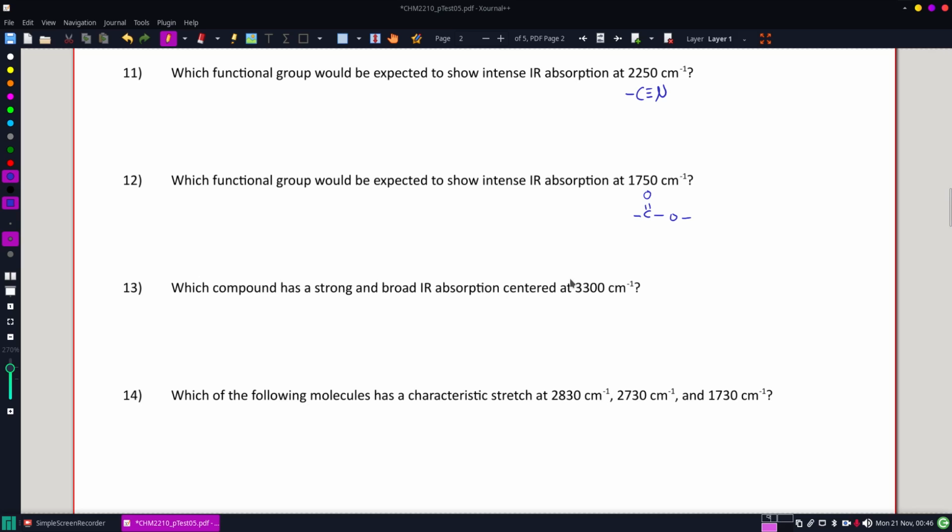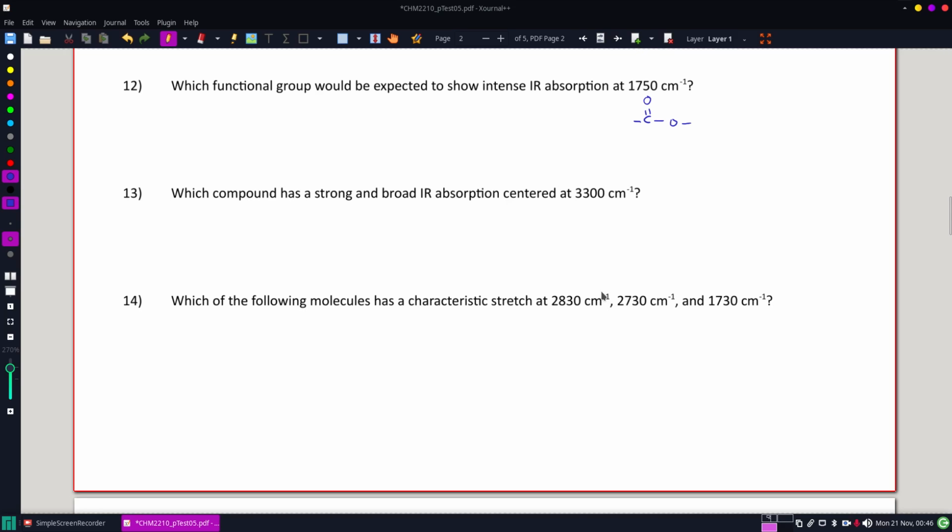And 13. Which compound has a strong broad absorption around 3300? Well, OH is probable because strong and broad. NH will be slightly less intense. It might have actually little spikes, and we typically point that out. But I'm going to have both those as possibilities.